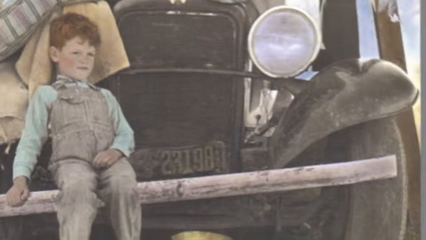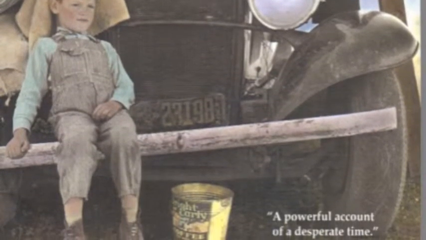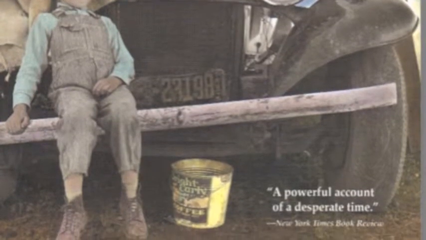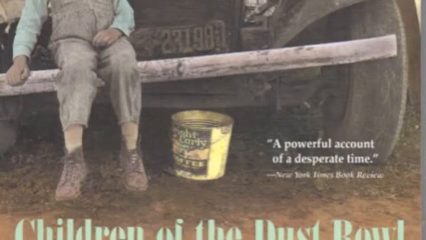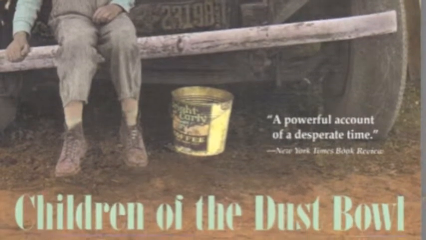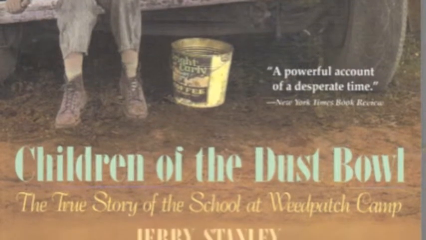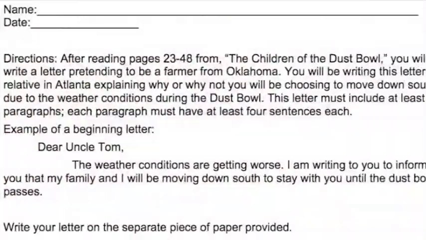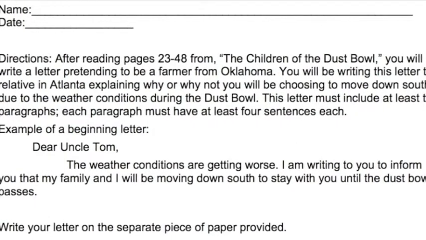Children of the Dust Bowl is a true story about the school at Weed Patch Camp by Jerry Stanley. I chose to read segments from this book because it allowed students to develop an understanding of what life was like during the Great Depression and the Dust Bowl. The story includes several actual photographs illustrating the Dust Bowl, and it also allows students to understand how severe weather conditions were.